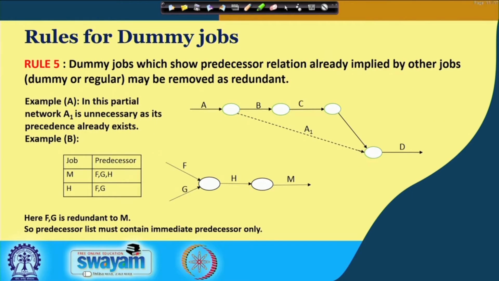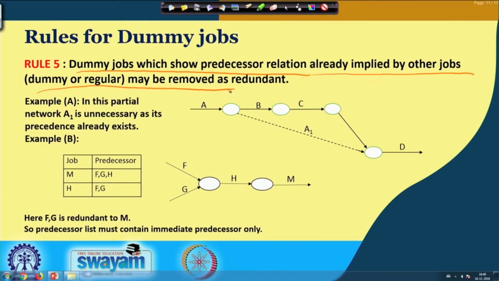Now, let us look into rule 5, which says the dummy jobs which show predecessor relations already implied by other jobs, dummy or regular, can be removed as redundant. So, the new term has come which is called redundant.